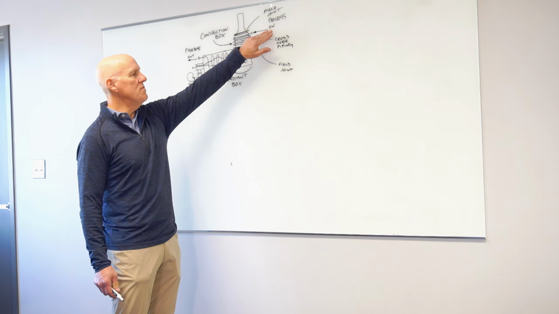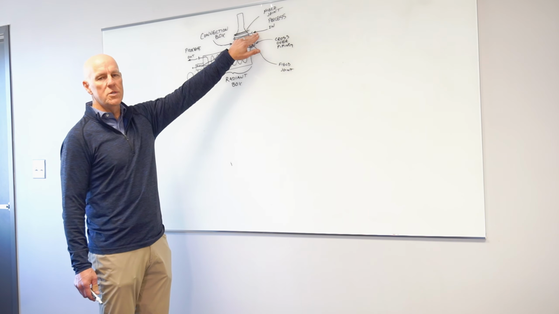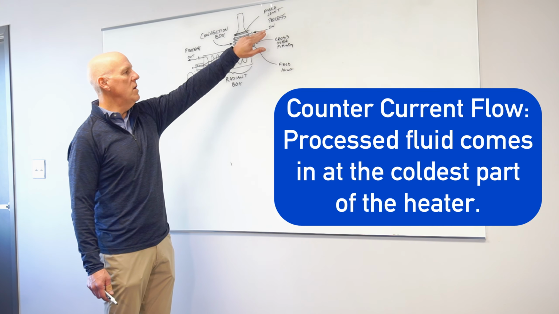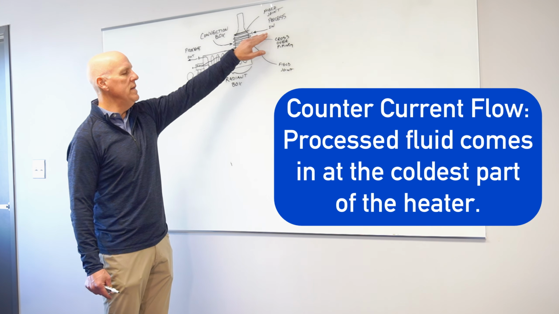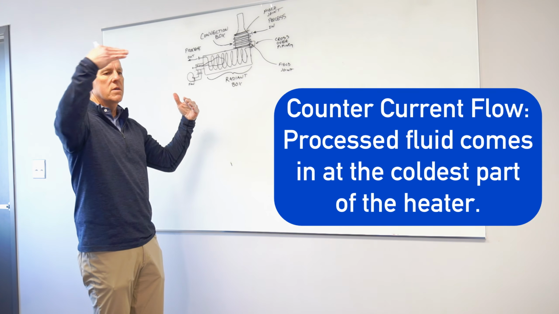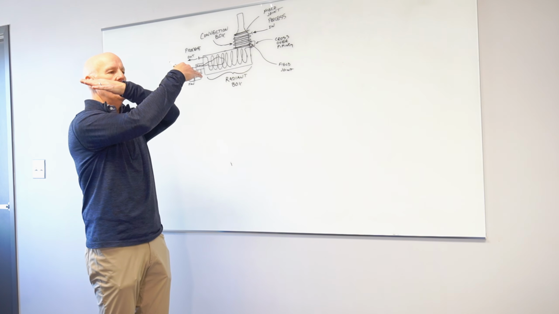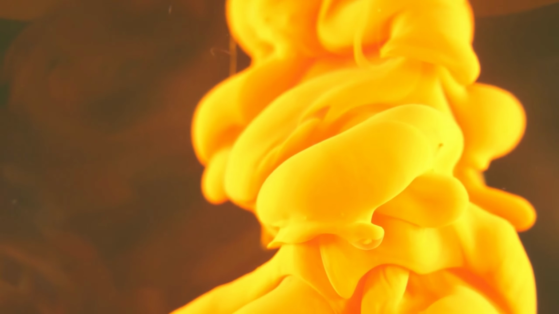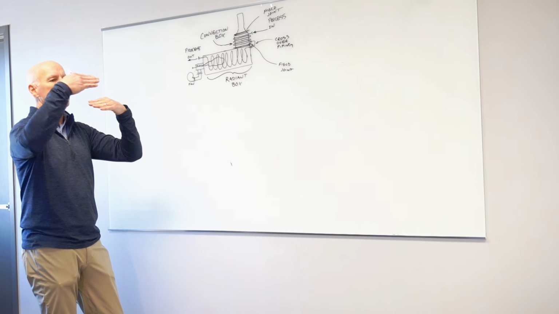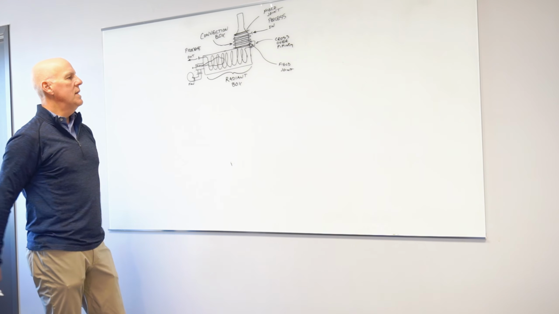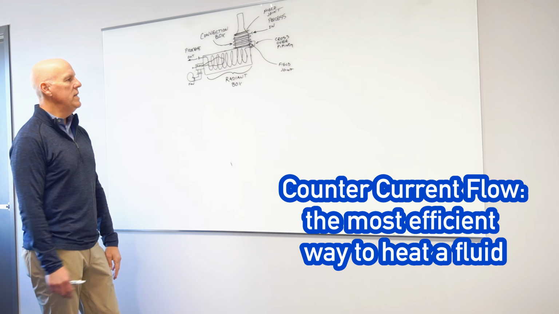And so the process fluid comes in at the coldest part of the heater. This is called counter current flow, meaning I've got cold process coming in and leaving as hot flue gas goes this way. And so conversely, at the hot end of the heater, which is at the burner, this is where my process comes out. So you can see how it's counter current. That's the most efficient way to heat a fluid.